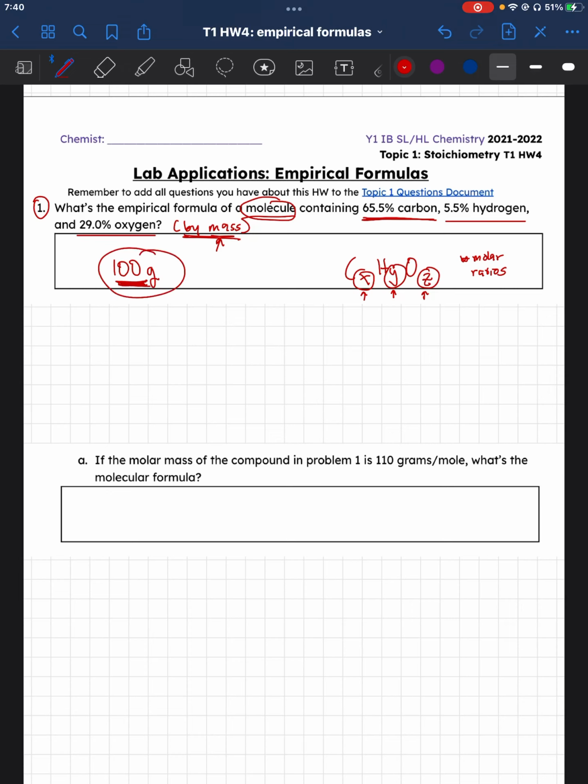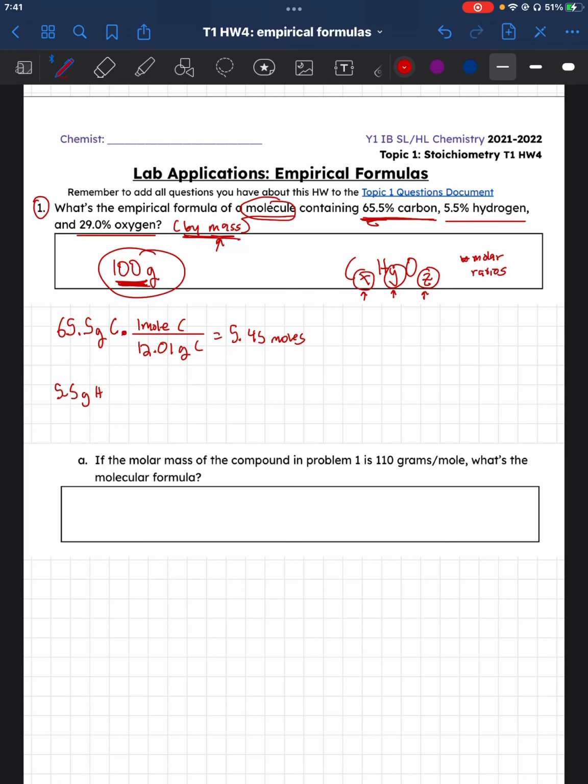If I have a 100-gram sample in total and 65.5% is carbon, then 65.5 grams will be carbon. Awesome. And so now I'm just going to convert that into moles. I know that for every 1 mole of carbon, there's 12.01 grams of carbon. I got that from the periodic table. And so that gives me 65.5 divided by 12.01, which is 5.45 moles.